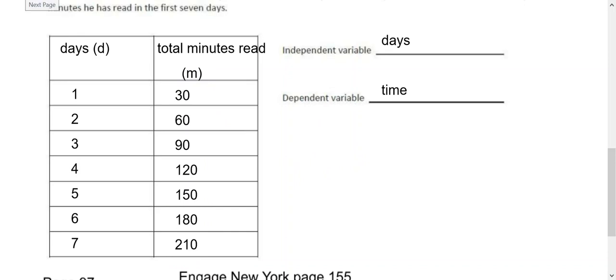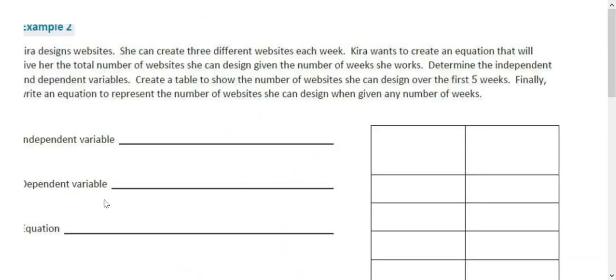So let's keep going, and I'm going to have you try this one. You have to try to decide what the independent, dependent, and then the equation. So you can pause and try it on your own, or you can just read through it with me. So Kira designs websites. She can create three different websites each week. Kira wants to create an equation that will give her a total number of websites that she can design in a given number of weeks.